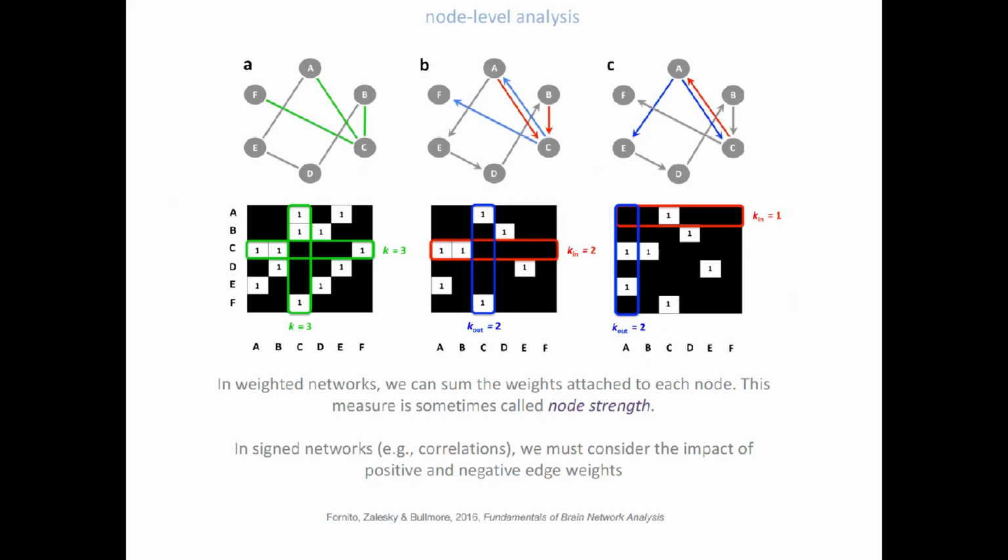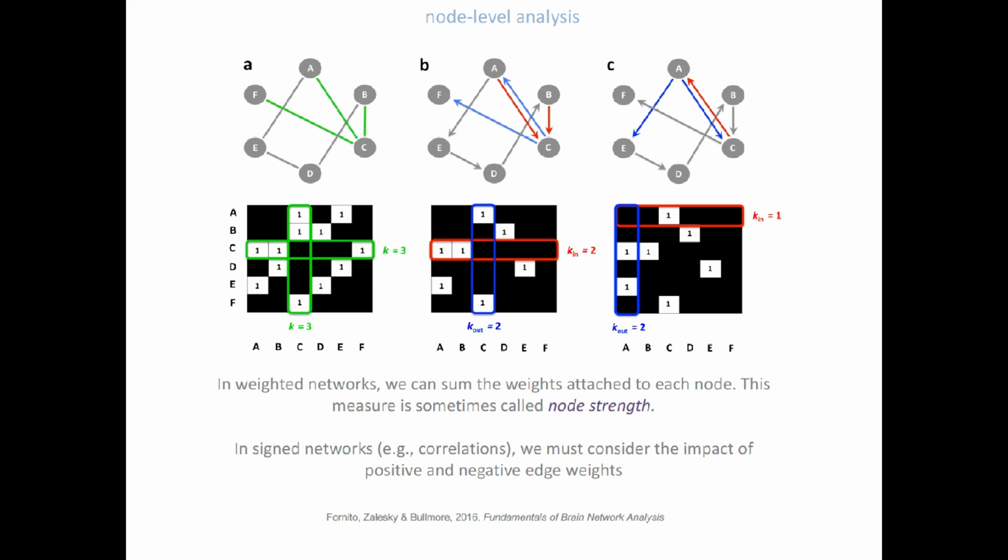We can do analysis of connectivity at the node level. In this case, we're typically collapsing data across a row or a column of the matrix. So in the case of an undirected network, say we want to look at node degree for node C, we just sum all the elements in row C or column C. That tells us the degree is 3, and that's our nodal measure for node C.